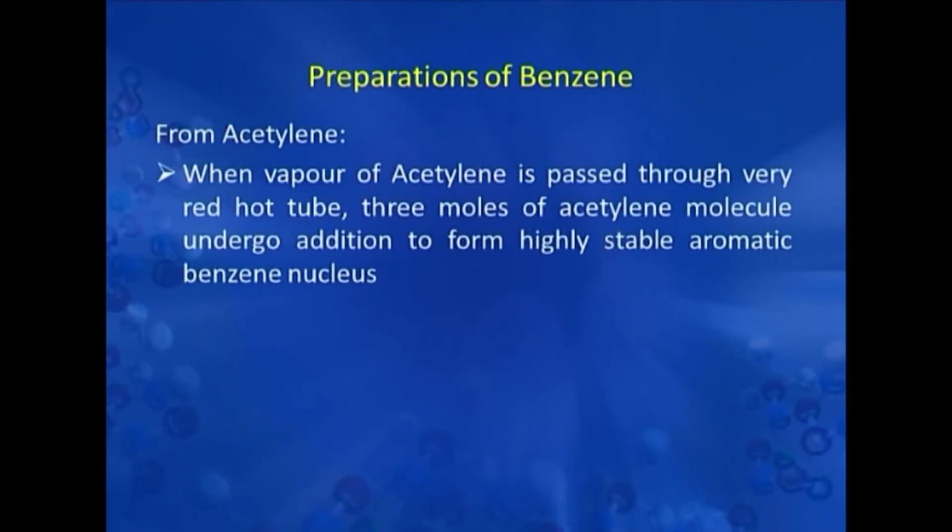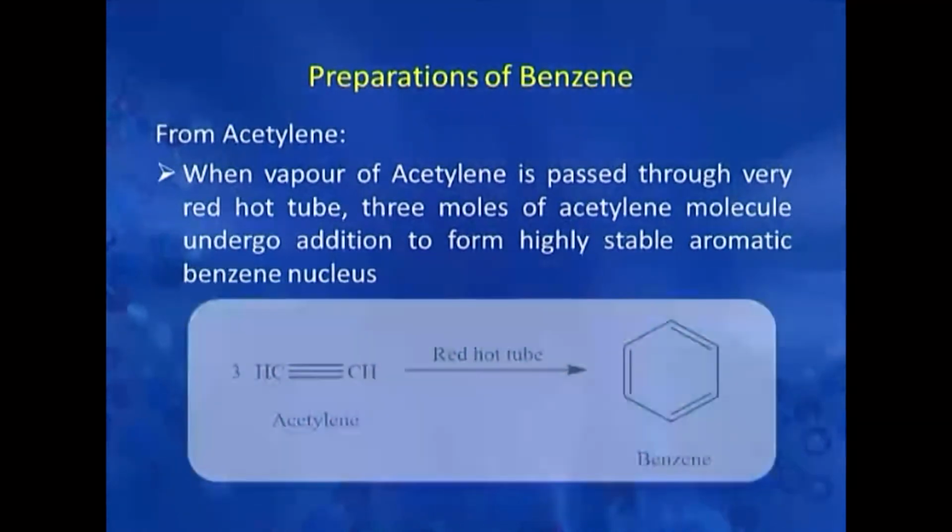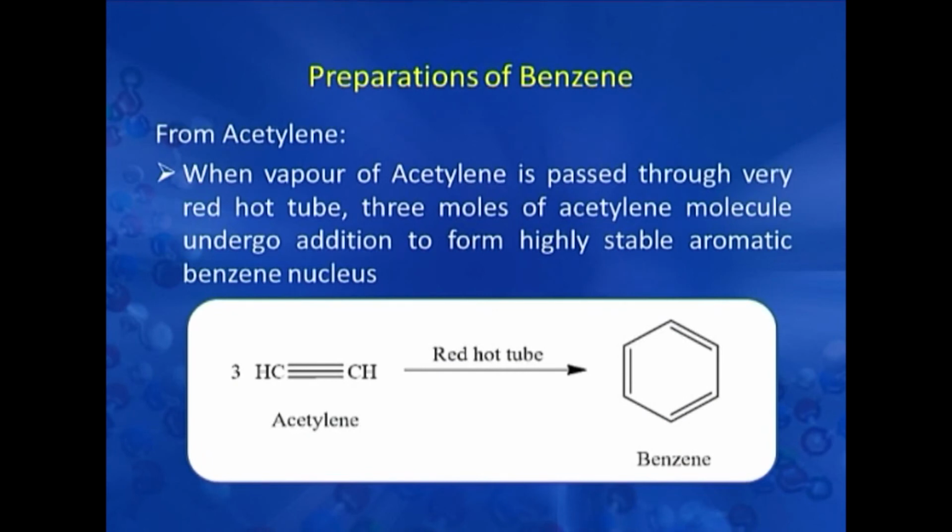First preparation we will take from acetylene. When vapors of acetylene are passed through a very red hot tube, 3 moles of acetylene molecules undergo addition reaction to form a highly stable aromatic system, that is the benzene nucleus. So, this is the first preparation from acetylene. When this reaction occurs, there occurs addition of 3 moles of acetylene molecules.